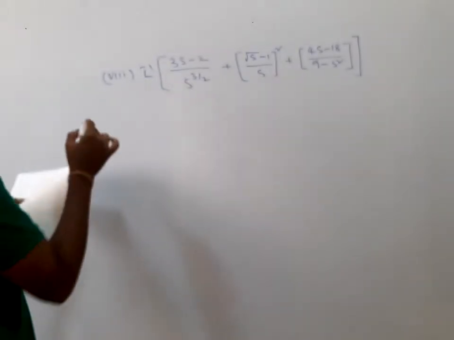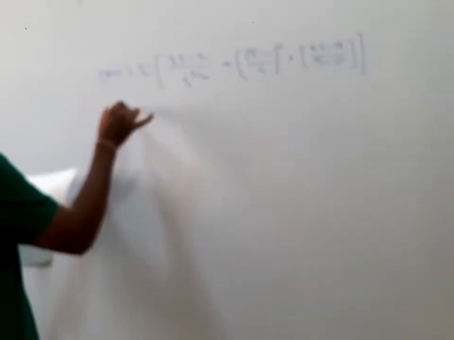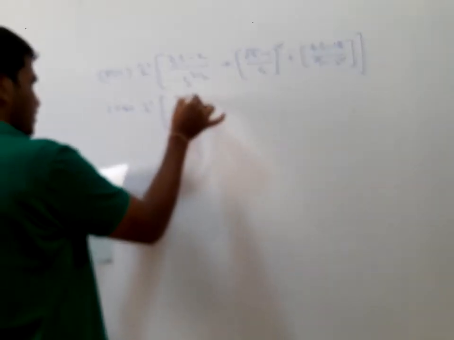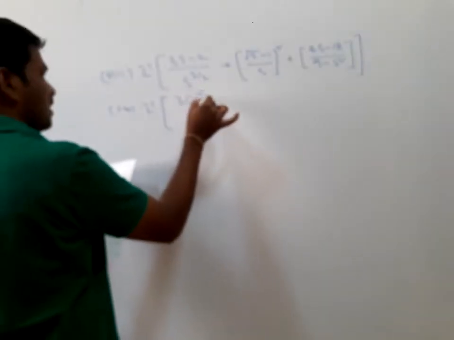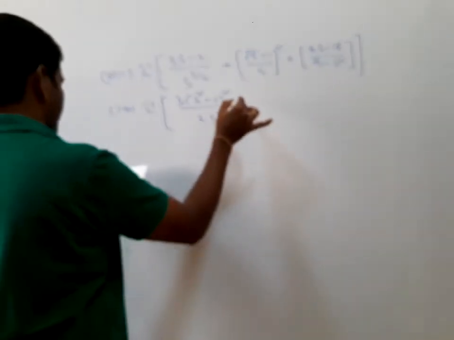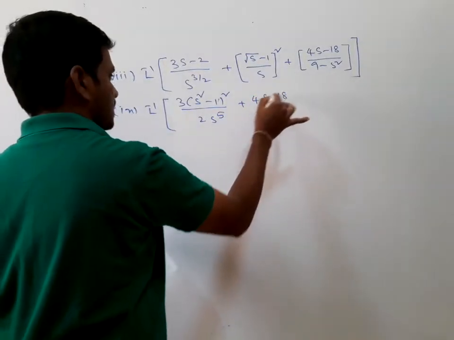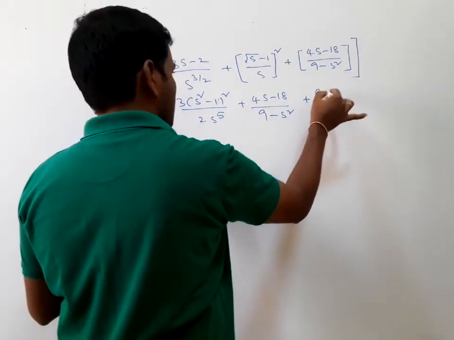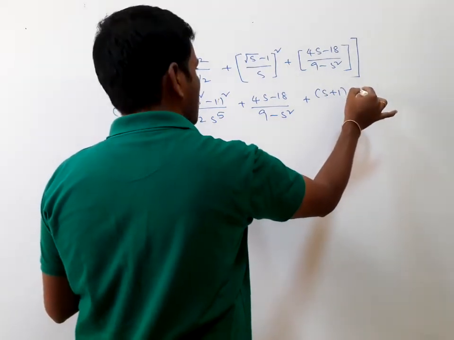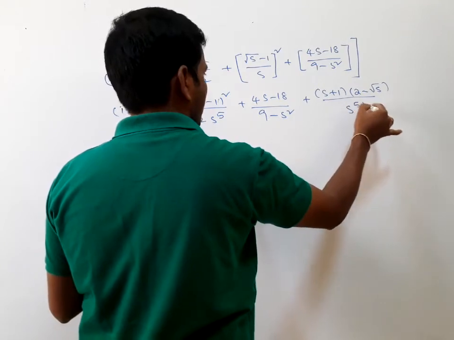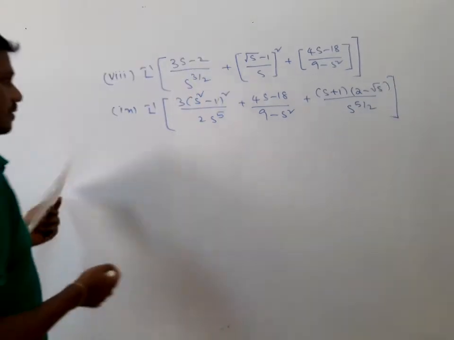Next, ninth one, L inverse of this. These are the elementary functions. By using the previous principles, you will get s square minus whole square by 2s to the power of 5 plus 4s minus 18 divided by 9 minus s square plus s plus 1 into 2 minus root s divided by s to the power of 5 by 2. Next, solve these problems.